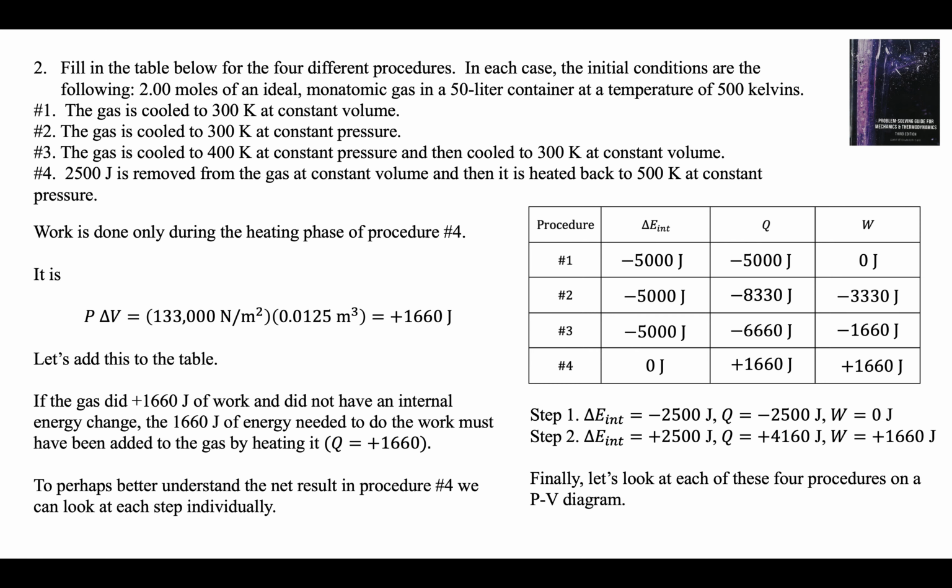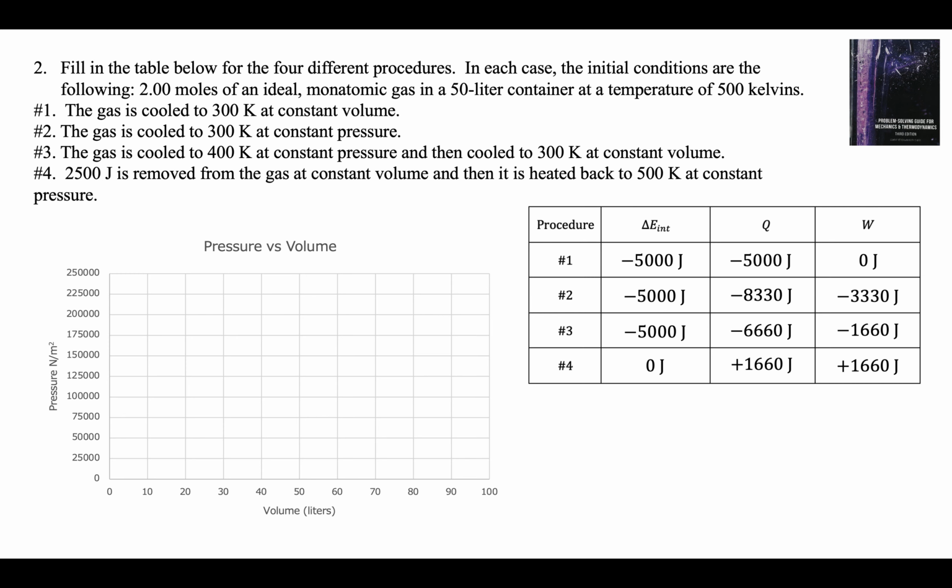Now, let's look at the PV diagrams for each of the 4 procedures so we can really try to understand what's going on here. That's the goal, complete fundamental understanding. The pressure started at 166,300 newtons per square meter right here at 50 liters. The first procedure cooled to 300 at constant volume, so it's going to go straight down. That's 500 kelvins, that's 300 kelvins, no work is done.